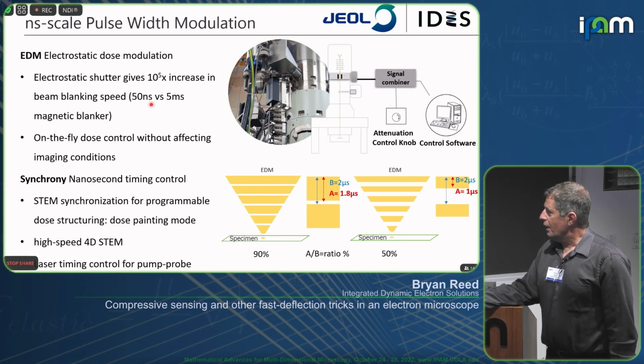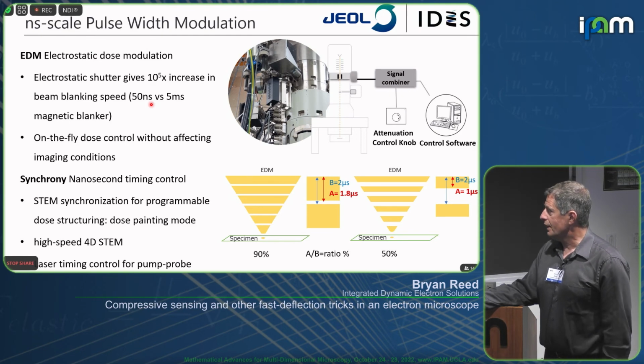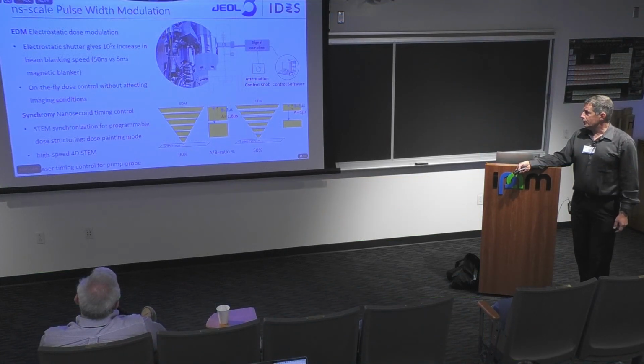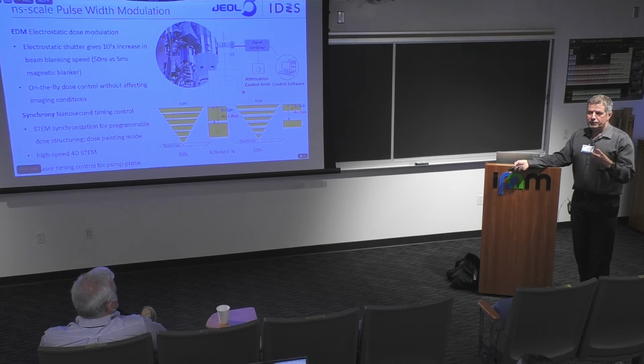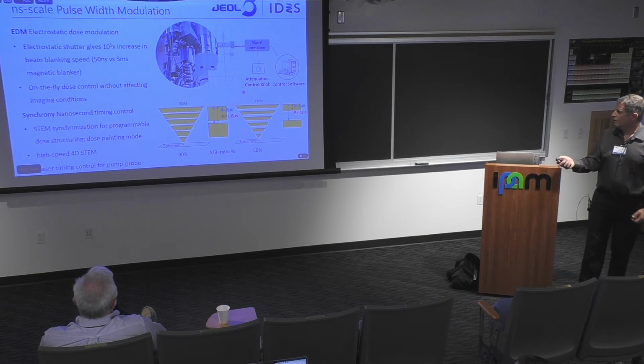But if you've got a 10 to the 5th speed increase in your beam blanker, then you can do that kind of thing. So you can do on-the-fly dose control without affecting imaging conditions. I'll show you that in a bit. And we can use pulse width modulation then on a microsecond scale and change the effective intensity of the beam without affecting focus, without affecting alignment, with this really quite simple system.